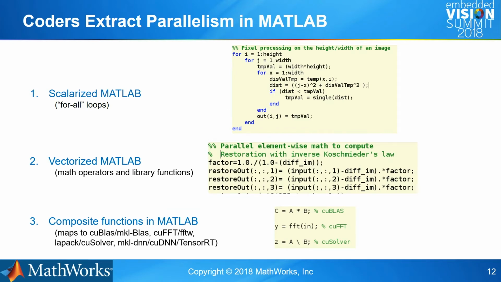So when our code generation tools work, we actually extract custom kernels out of the first two categories, your scalarized MATLAB and vectorized MATLAB. So we can create customized fused kernels. And for the final category, we lean quite heavily on vendor libraries. So for GPUs, we use cuBLAS, cuFFT, cuDNN, quite heavily. Similarly, for ARM, the respective libraries from ARM.